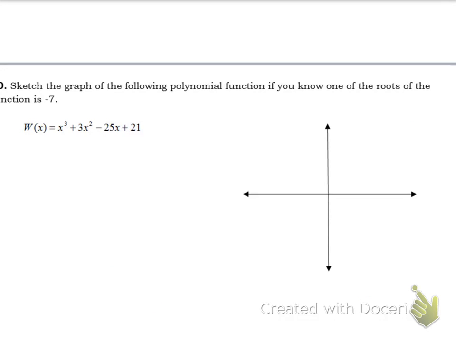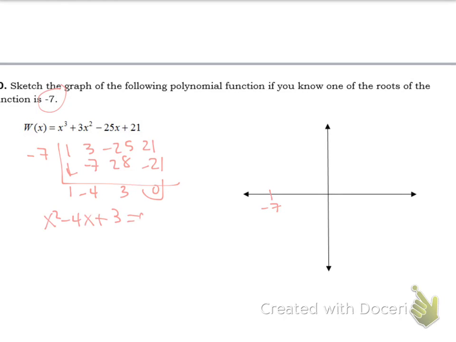Okay, my next one here, I know one of them's negative 7, so I'm going to put that negative 7 in there so I don't forget him, and put him on the outside. So I got 1, 3, negative 25, 21. Multiply, add, multiply, add, multiply. So x squared minus 4x plus 3. We got to find the other 2 since there's a total of 3. So multiplies to 3, adds to negative 4 is negative 3 and negative 1. If I do my zero product property and solve this one, I'll get 3 and 1. So 1 and 3.